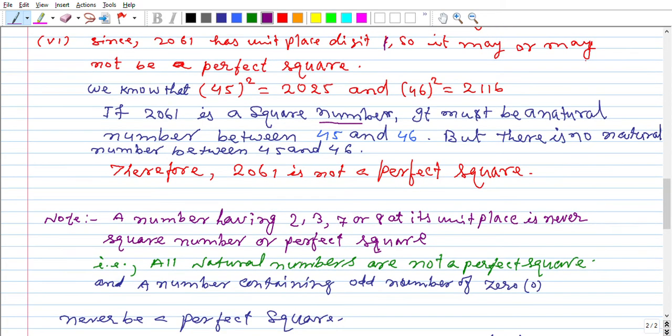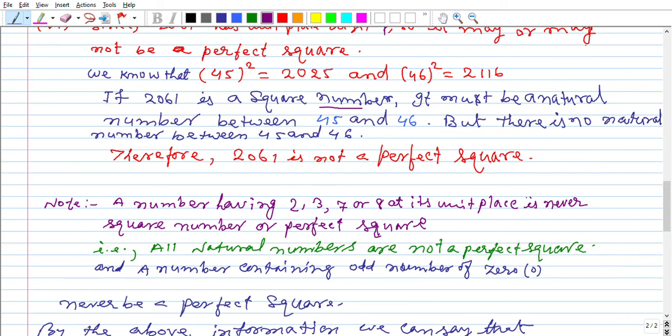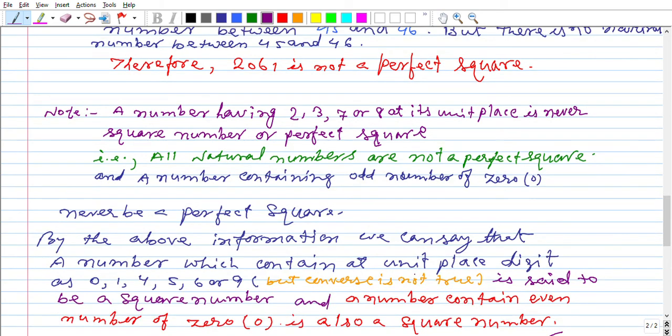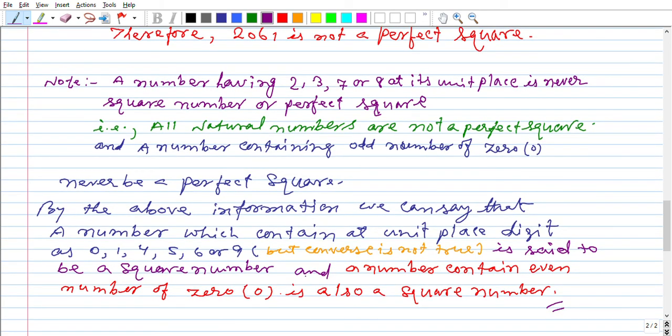All natural numbers are not perfect squares, as I have written above. A number containing an odd number of 0s is not a perfect square. By the above information, a number which has 0, 1, 4, 5, 6 or 9 at the unit place may be a square number, but the converse is not true, and a number containing an even number of 0s may also be a square number. Is it clear? It is the basic thing required to build our knowledge regarding squares.